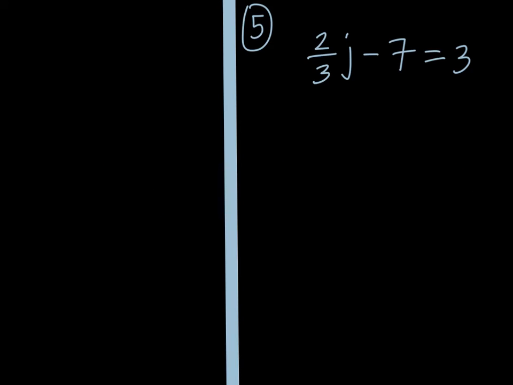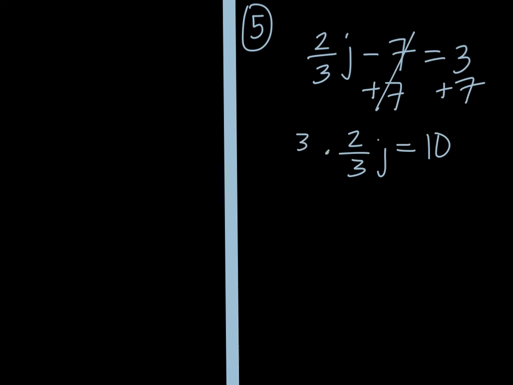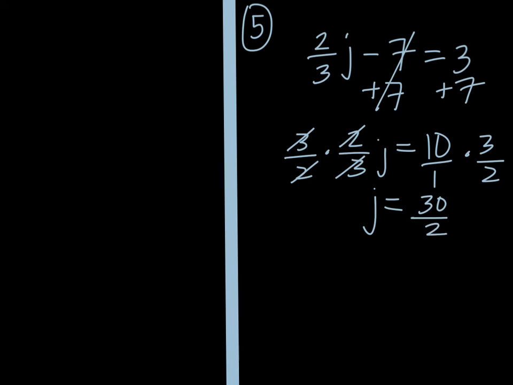So in this example, j is on the left side. We do have a fraction as a coefficient again, so we'll have to flip that in just a second. Let's get rid of negative 7 by adding 7 on both sides. Bring down 2/3 times j equals 10. So we'll flip the fraction, 2 over 3, and multiply by 3 over 2. That's inverse property. We get j is equal to 30 over 2, which simplifies to 15.